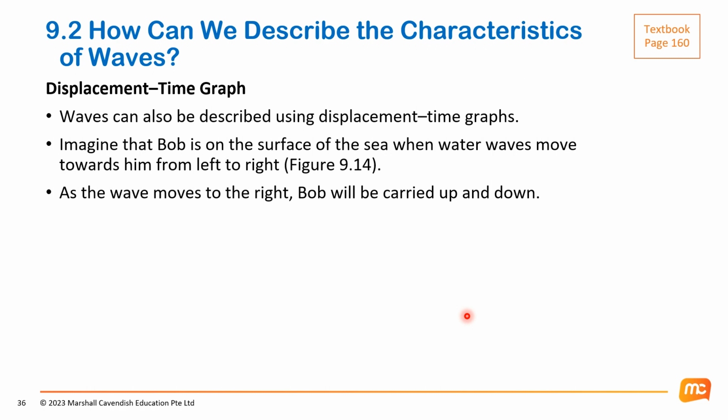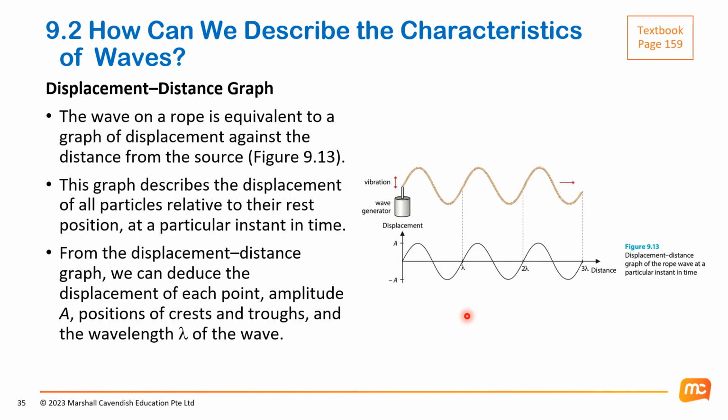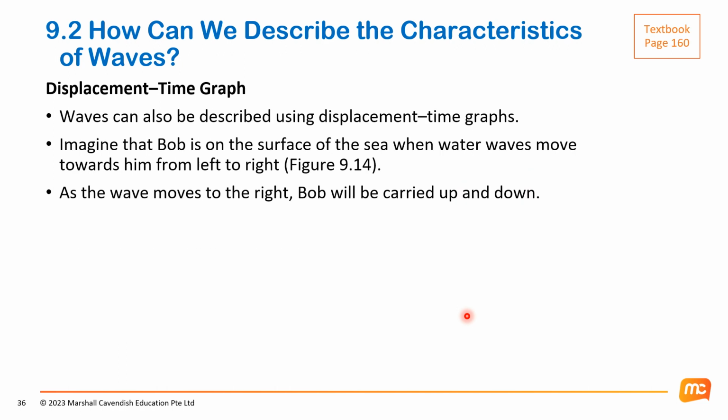Next, waves can also be described using displacement-time graphs. So instead of taking a snapshot, like a photo of the wave at a particular point in time, what someone can do to describe a wave is to look at a single particle and how it moves over a period of time.